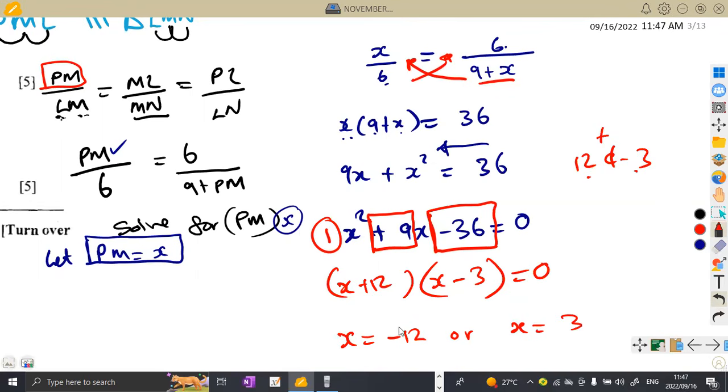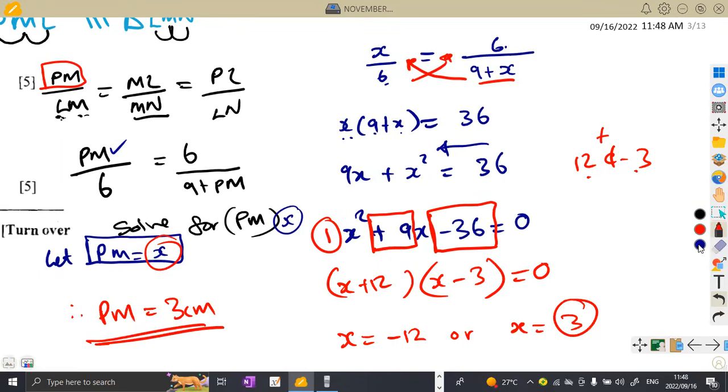But X is a side, so X can never be equal to minus 12. So X is going to be equal to what? To 3. So remember we said PM is equal to X. Because X is representing PM, our PM is going to be 3 centimeters. So that's what you're going to have. Here's your final answer. So you have to write the actual answer. You can't have a side which is a negative.